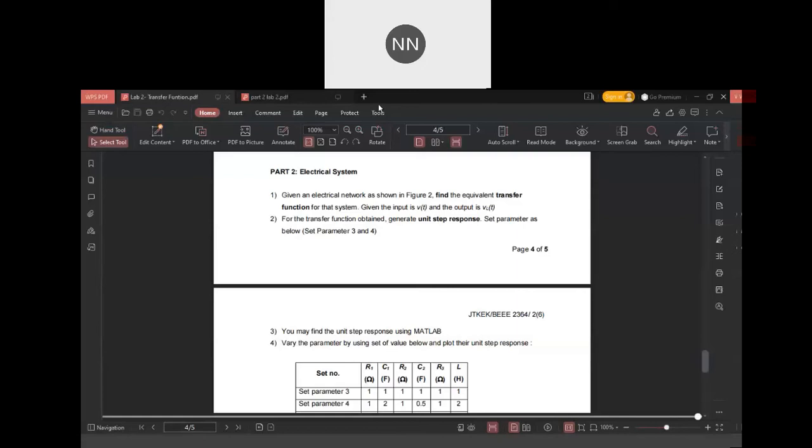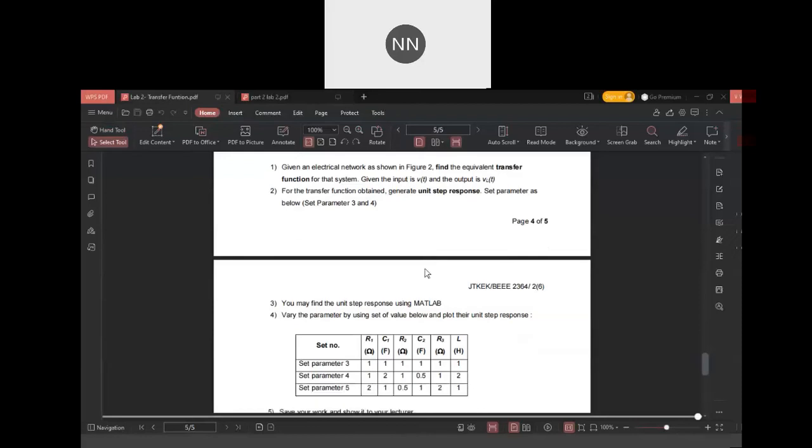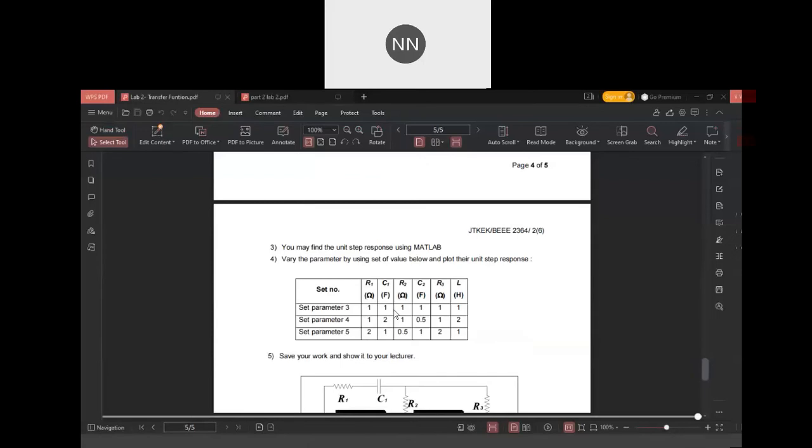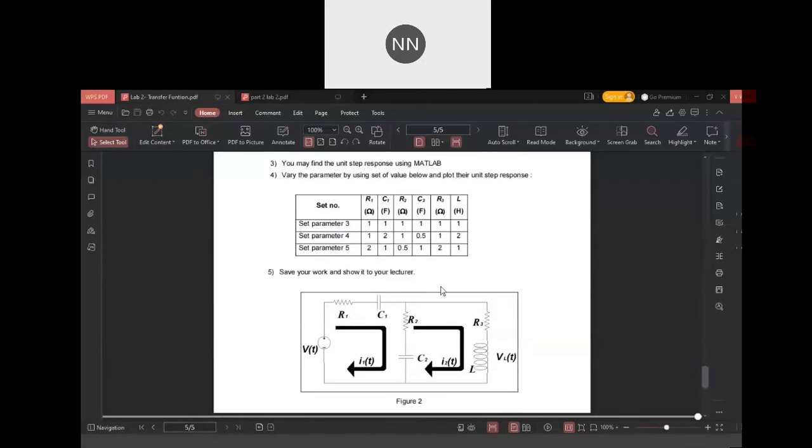My name is Nabilah binti Rodzi. I'm doing part 2, the calculation for the electrical system. Given are parameters 4 and 5 and their values. This is the original circuit that was given, so we do the calculation.